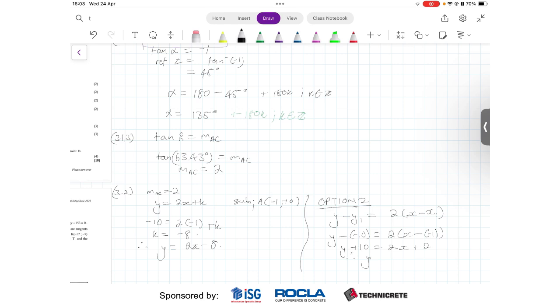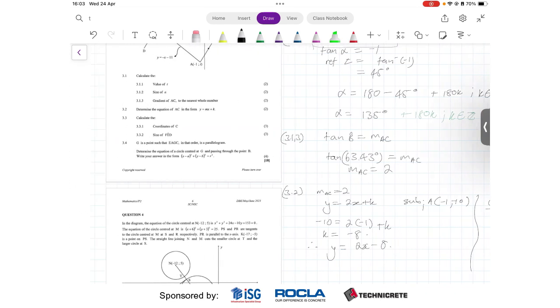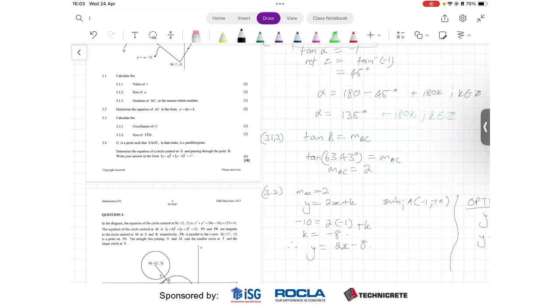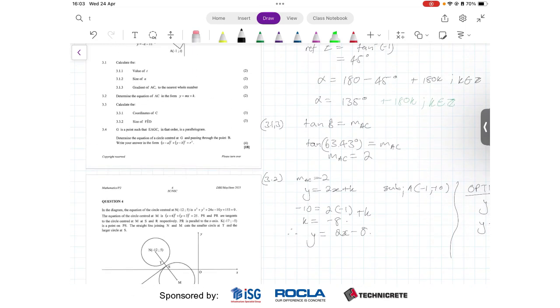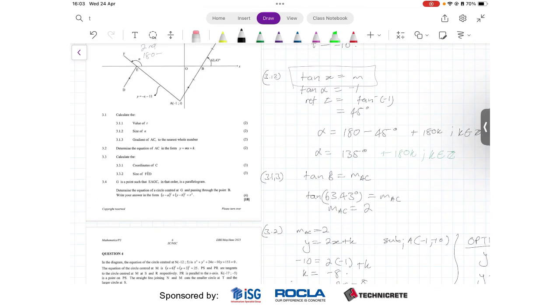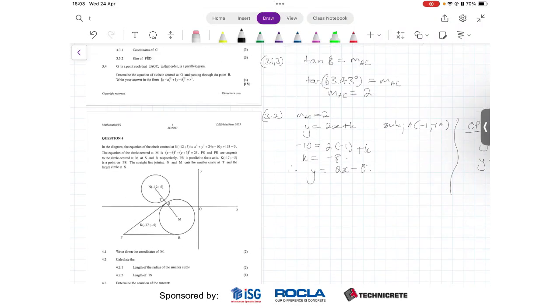Finally, y is equal to 2x minus 8. Okay. And now we move on to question 3.3.